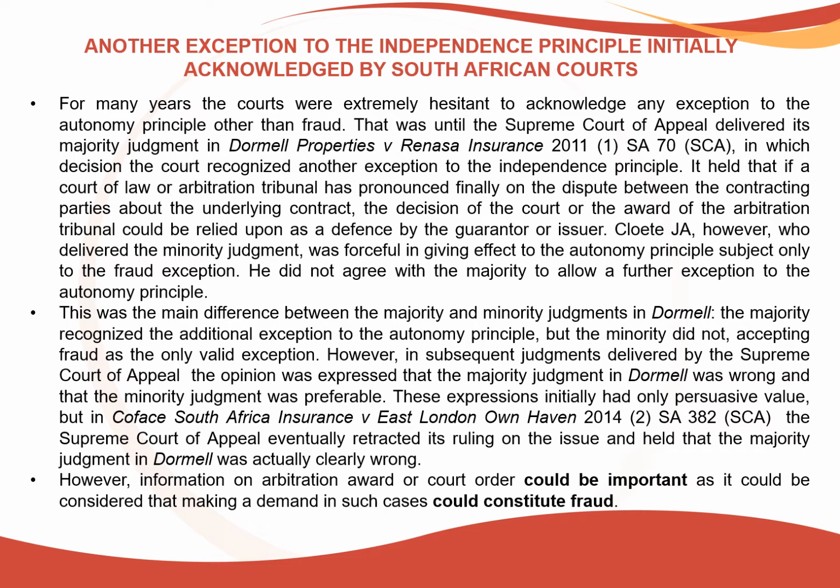Cloete delivered a minority judgment. He, however, disagreed, and he was forceful in giving effect to the autonomy principle, subject only to the fraud exception. He did not agree with the majority to allow a further exception to the autonomy principle. This was the main difference between the majority and minority judgments in the Dormel case. The majority recognized the additional exception to the autonomy principle, but the minority did not, accepting fraud as the only valid exception.